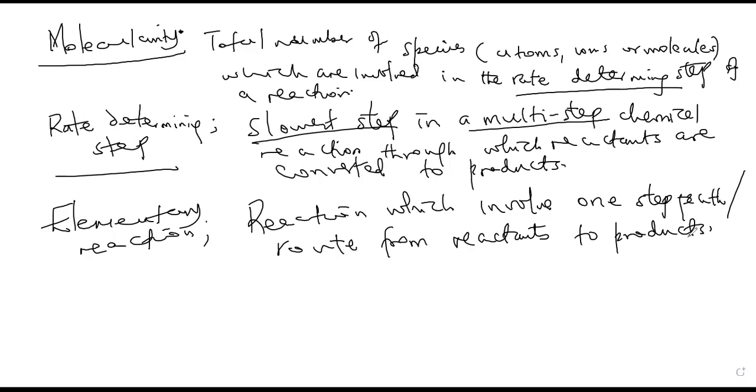But let's have a comparison between molecularity and order of reaction. You're going to realize that molecularity is always a whole number, because remember, we said that it is the total number of species. So it is a whole number, but never zero. You can't say that the molecularity is zero. It would mean that the reaction had no species involved in it, which is impossible. So molecularity is never zero.